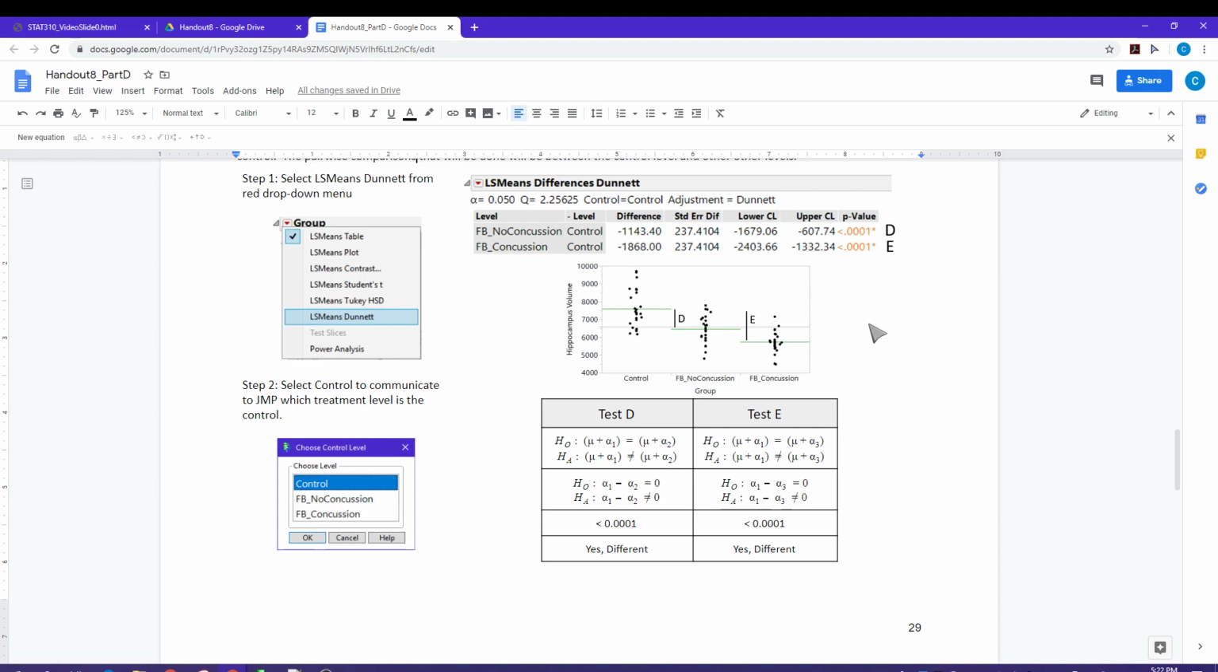One thing that the Dunnett's procedure does not do, though, is compare the no concussion group to the concussion group. So let's just look at the football players, no concussion against the concussion. Are those going to be different from one another? So is this difference here different than this one here? Now I can't get that out of Dunnett's because Dunnett's makes a comparison against the control.